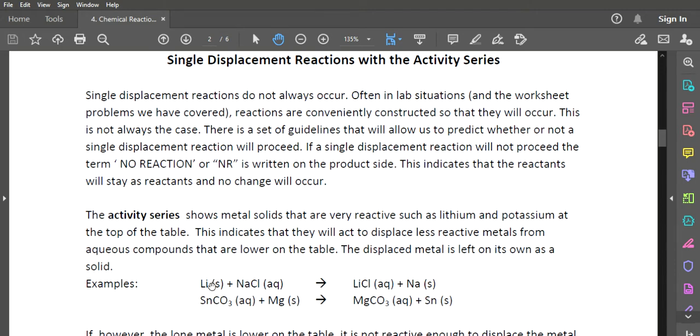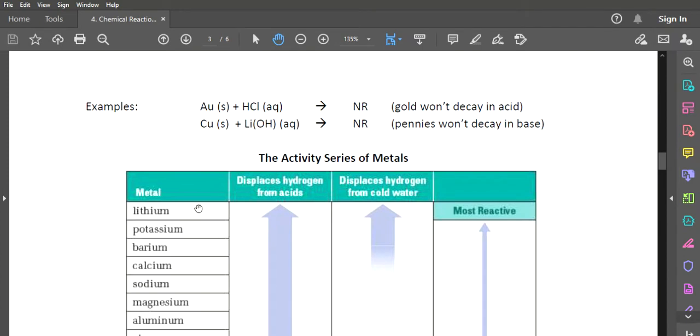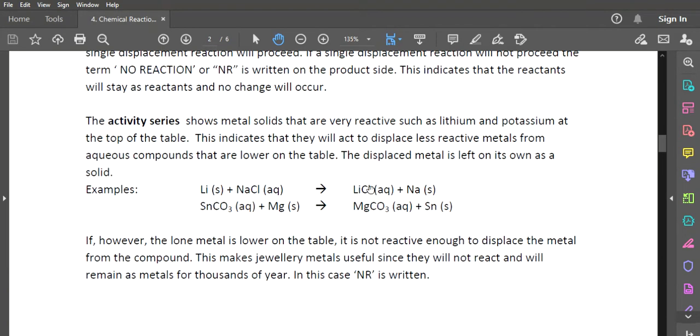So let's just check lithium and sodium. We'll go to this table. There's lithium at the very top. It's most reactive, and sodium is still quite close to the top. The only important thing is that it's lower than lithium. So whatever is the top metal, lithium in this case, is going to be the one that's found in the compound in the end. It's more reactive, so it will displace sodium and become lithium chloride and sodium as a solid metal. This is a single displacement reaction.